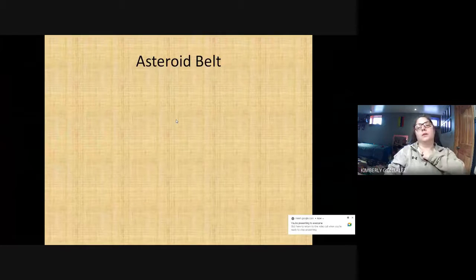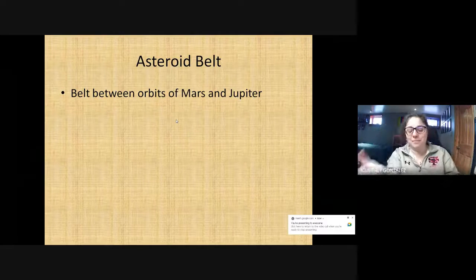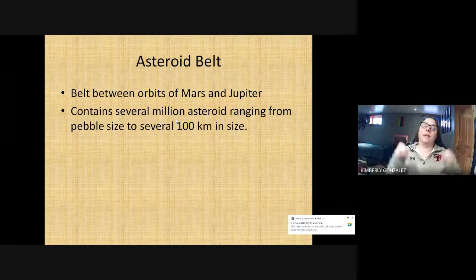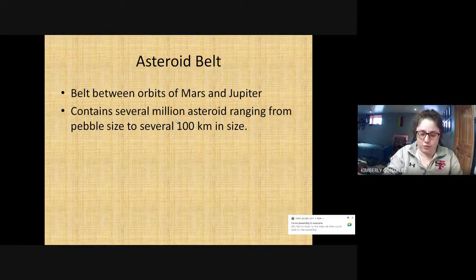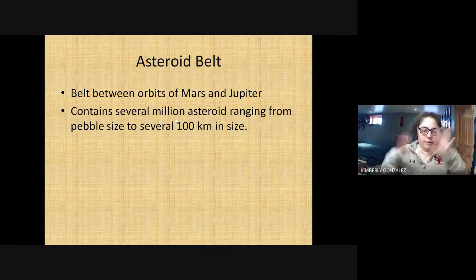Okay, so let's go back to the asteroid belt now that everybody is thoroughly depressed. It's a belt between Mars and Jupiter. We already know this, right? Here's the part that you don't know yet. It's going to contain several million asteroids, and they range from the size of a speck of dust through 100 kilometers in diameter. So they are all over the place.